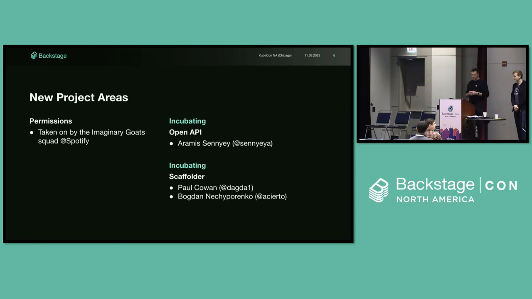So there's an OpenAPI project area, which Aramis has taken over. This project area is looking at how we can improve the OpenAPI tooling and OpenAPI specs for the entire Backstage backend plugin ecosystem. So this is things like providing typed clients for communication with backend plugins like the catalog and also doing request validation and things like that in Express.